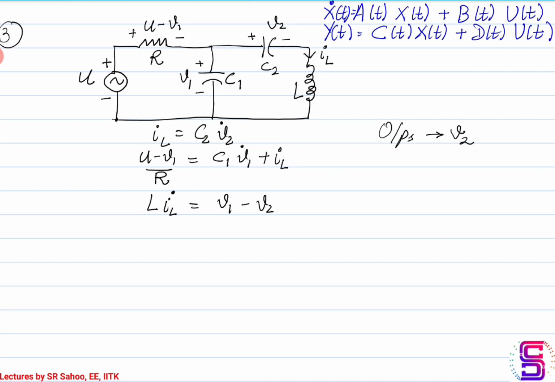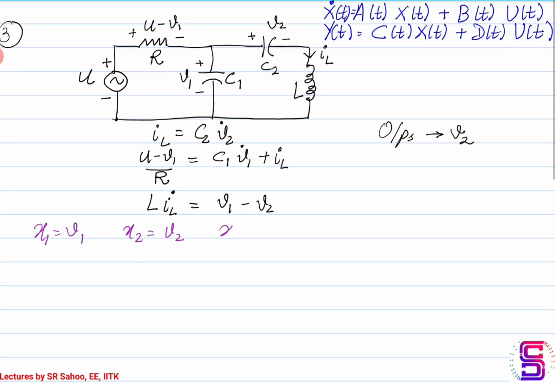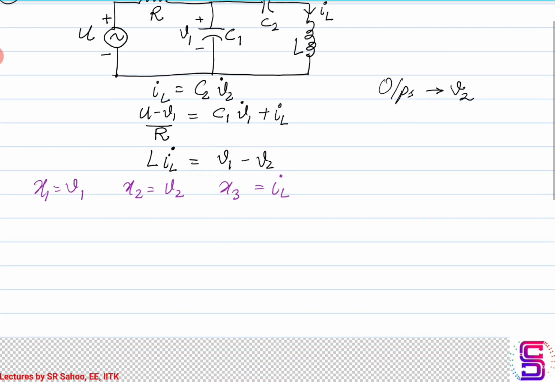Okay. Similarly, let's go to the third system. In the third system, you have three differential equations. Okay, and all of the differential equations are first order differential equations. So what we'll do is we'll set the first state variable as v1, the second state variable as v2, and the third state variable as the inductor current IL.